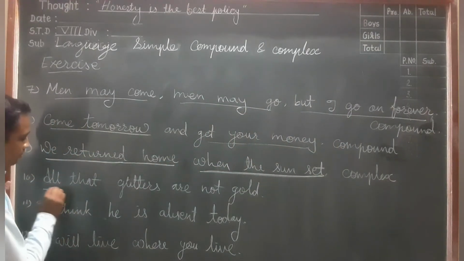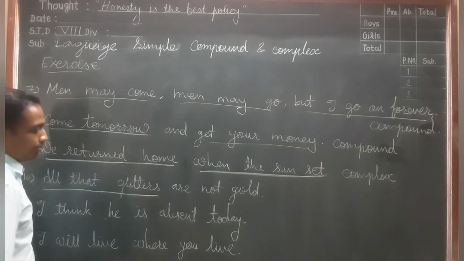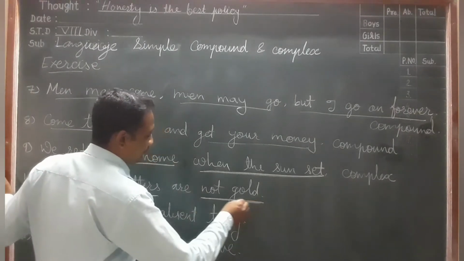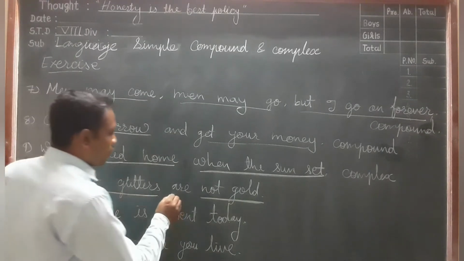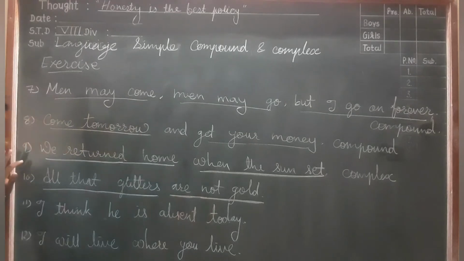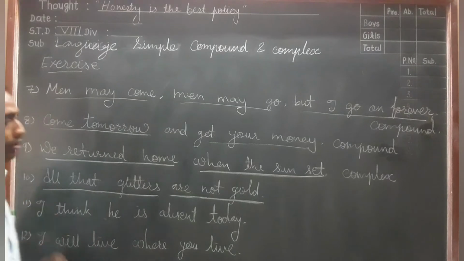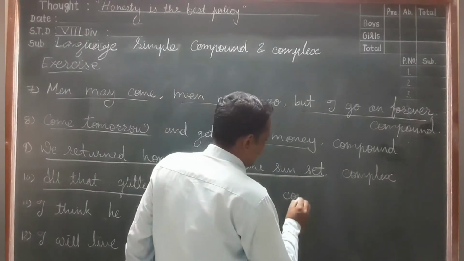All that glitters is not gold. Here in this sentence you can see that one is a principal clause, one is a main clause, and second is a subordinate clause. And when in any sentence one is a main clause, one is a principal clause, and one is a subordinate clause, the sentence will be a complex sentence.